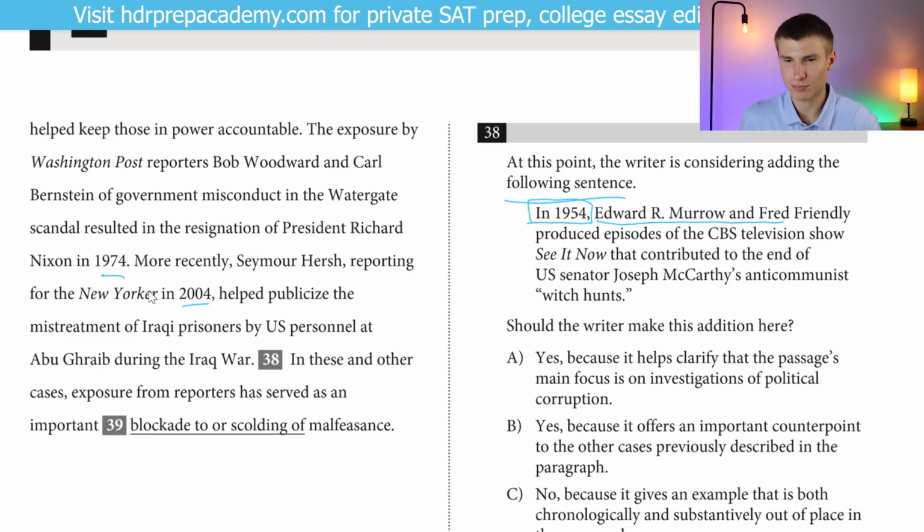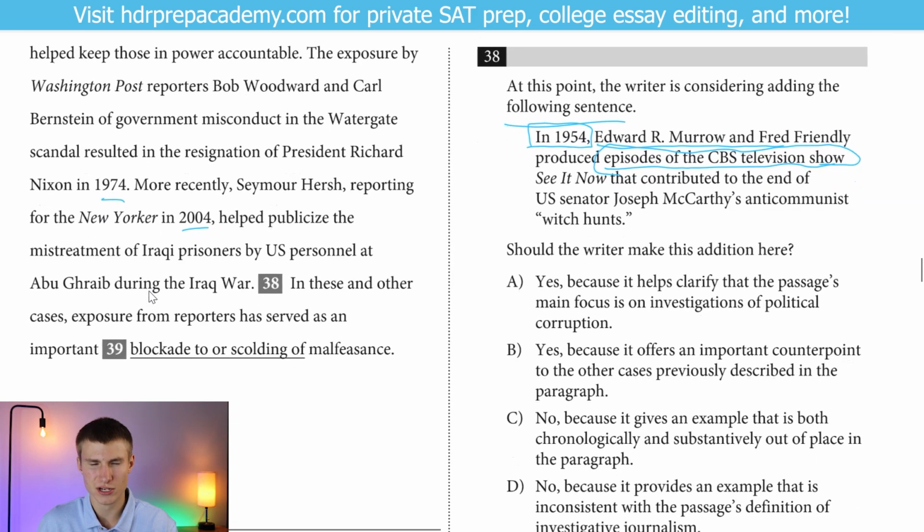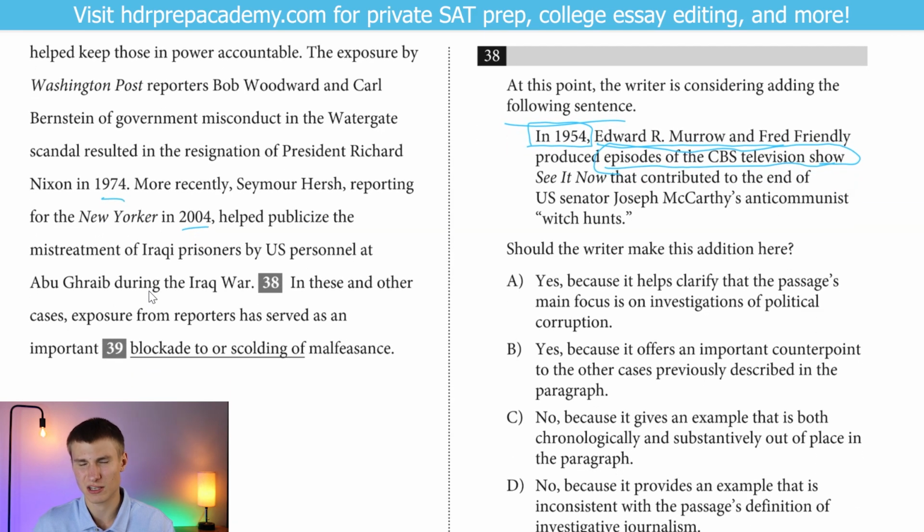Another thing that jumps out to me if we keep reading on, we have Edward R. Murrow and Fred Friendly produced episodes of the CBS television show See It Now that contributed to the end of U.S. Senator Joseph McCarthy's anti-communist witch hunts. We'd be switching also in form from print journalism into television shows, which we don't want to do because our discussion here is all about print journalism and investigative reporters in print journalism. So we don't want to make this addition.